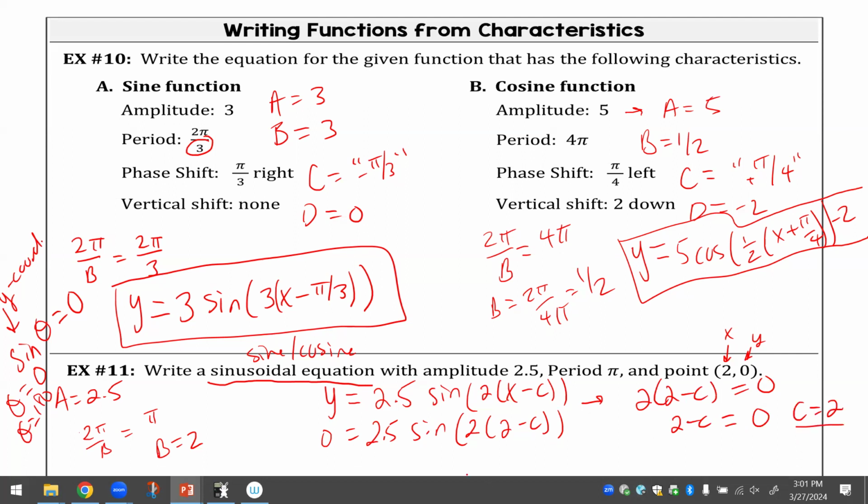So now I have my c value. I have my a, I have my b, and I have my c to ensure that (2, 0) is on my graph, part of my function. So my equation is y equals 2.5 sine of (2x minus 2), and that is my sine function. Okay, so there's my sine function.